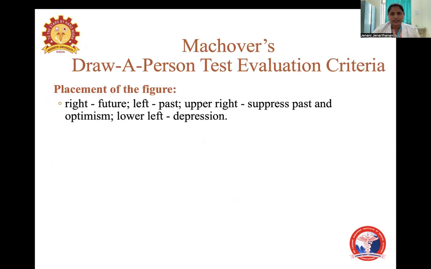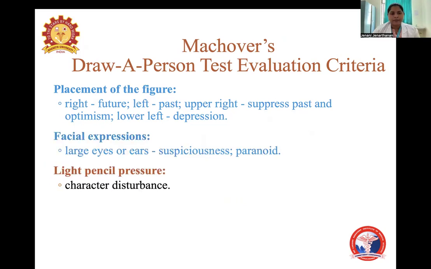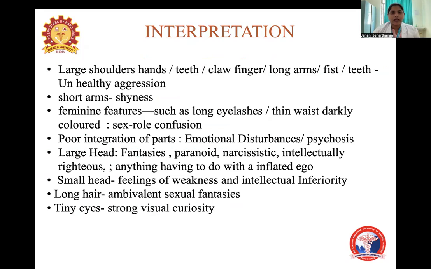Machover's Draw-a-Person test evaluation criteria. Placement of the figure: right as future, left as past, upper right as suppressed, and optimism, lower part as depression. Facial expressions, large eyes or ears suggest suspiciousness or paranoia, and light pencil pressure characterizes disturbance, along with figure size, line quality, symmetry, etc. Interpretation.